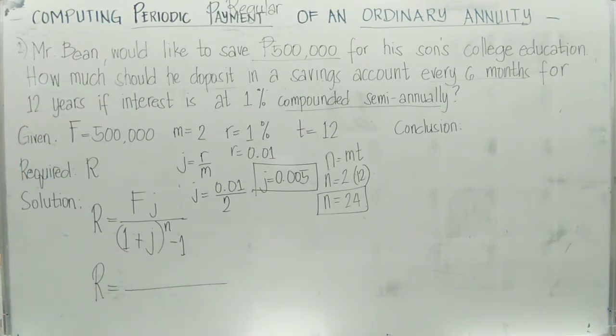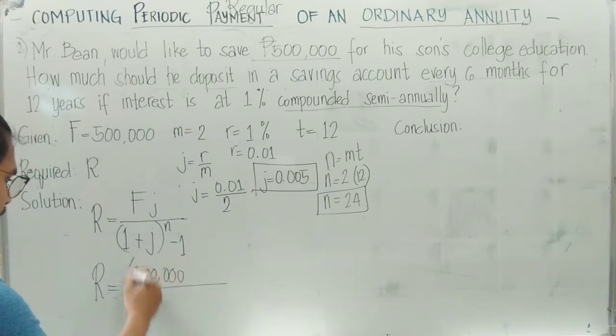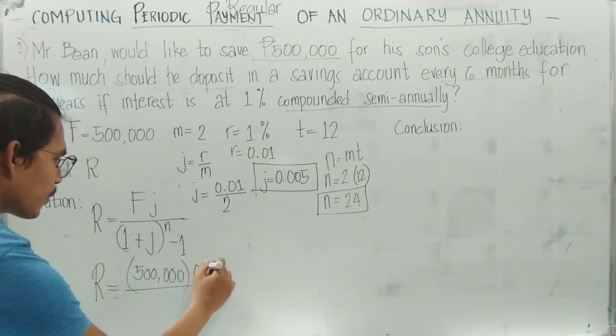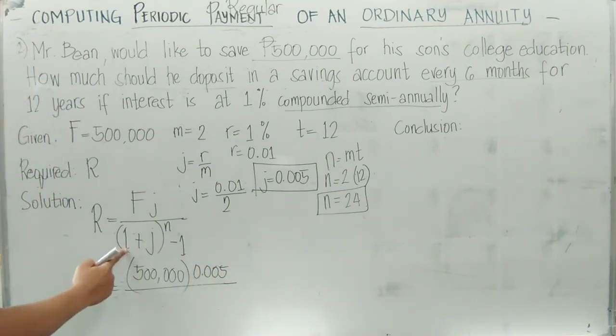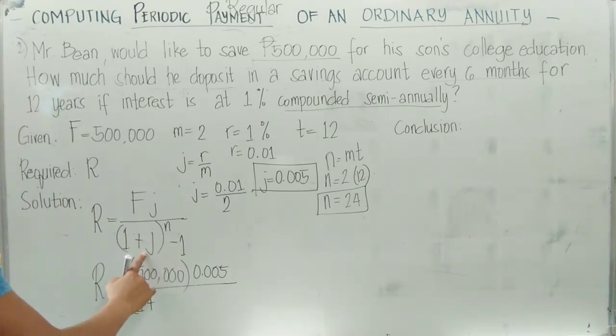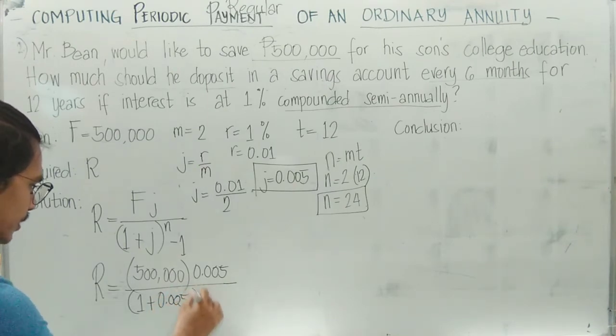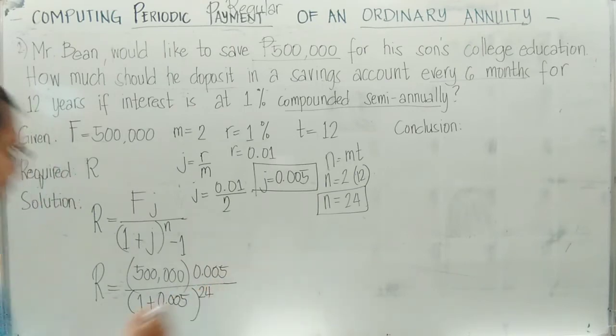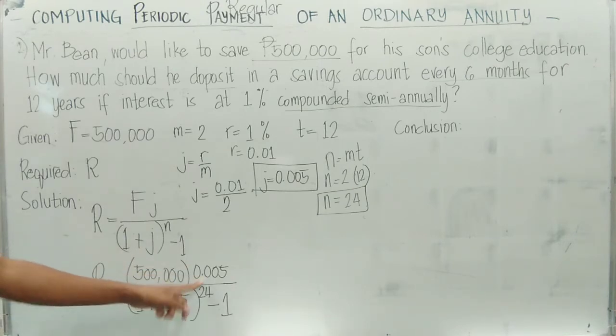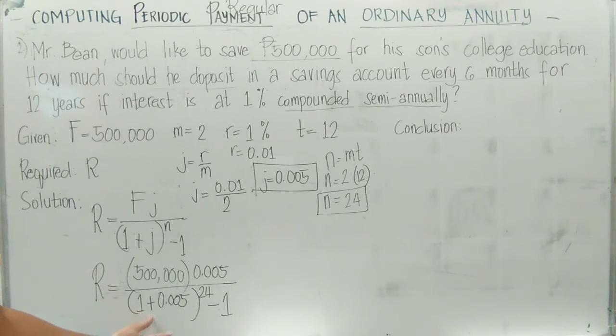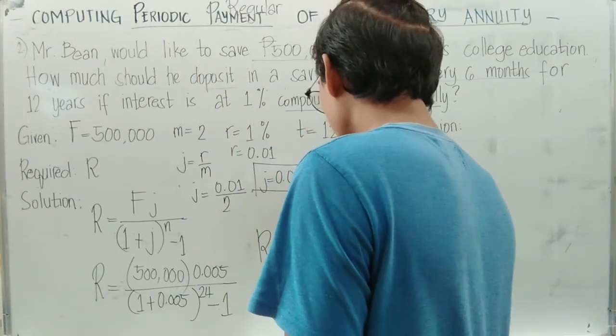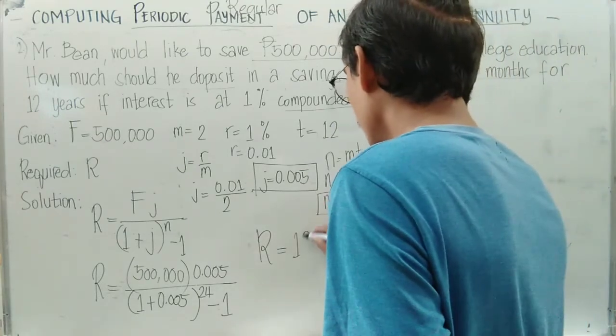So R is equal to F. F is equal to 500,000, times j, 0.005, over 1 plus j, where j again is 0.005, raised to n, which is equal to 24, minus 1. Okay? So we have R is equal to the quantity of 500,000 times 0.005 over the quantity of 1 plus 0.005 raised to 24 minus 1. So computing using your calculators, we can have R is equal to this figure.